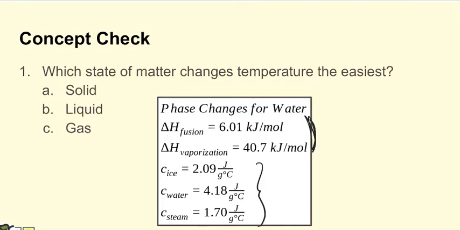But you can see the lower it is, the less energy you need to add for it to change by 1 degree Celsius. Again, you can think of this as 1.70 joules per 1 gram per 1 degree Celsius. You only need that many joules. So in that sense, steam changes temperature the easiest. And you can see that by the slope of the line on the phase diagram, but we're not going to get into that in too much detail.